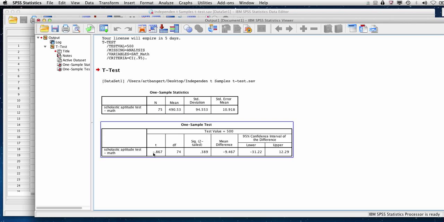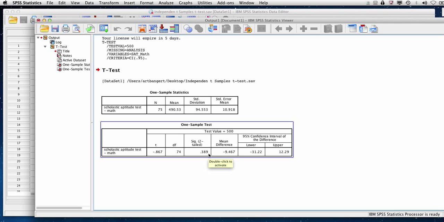Our t ratio is negative 0.867. So it means that our sample mean was less than the population mean. With 74 degrees of freedom, remember that for a one sample t-test, we look at n minus 1. There were 75 students, minus 1 gives us 74 degrees of freedom. And our two-tailed significance level is 0.389.